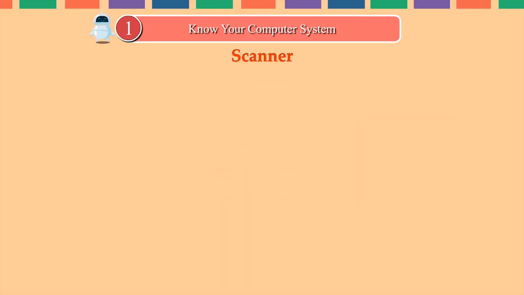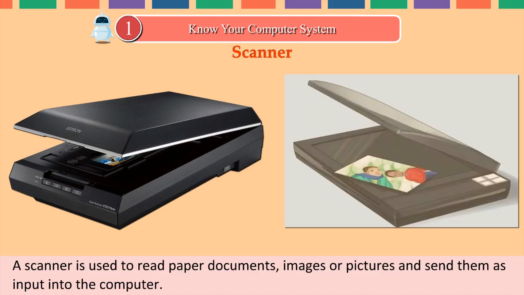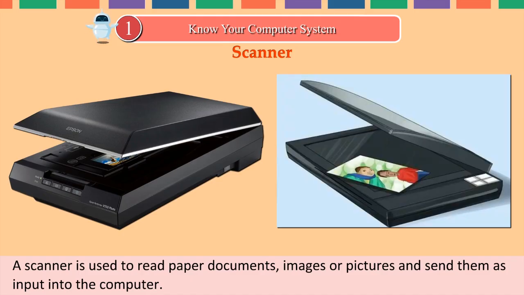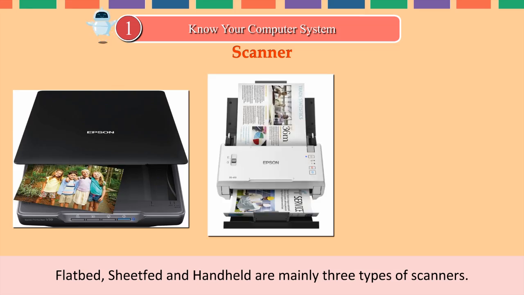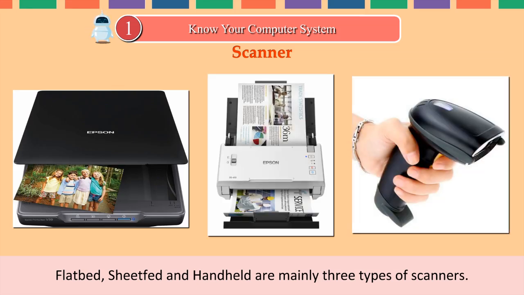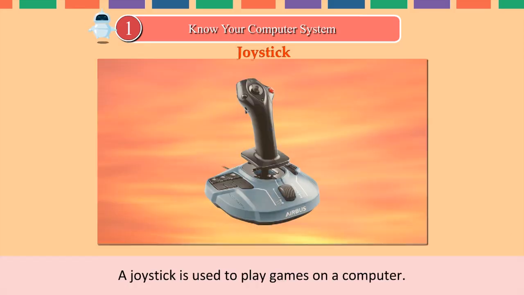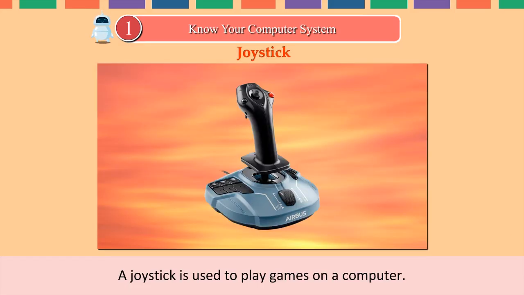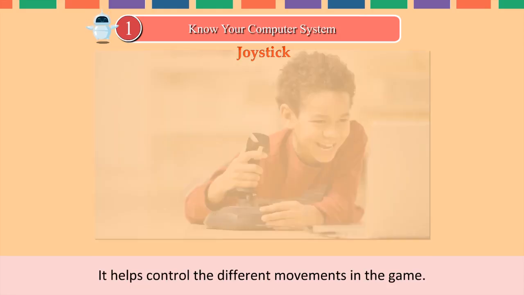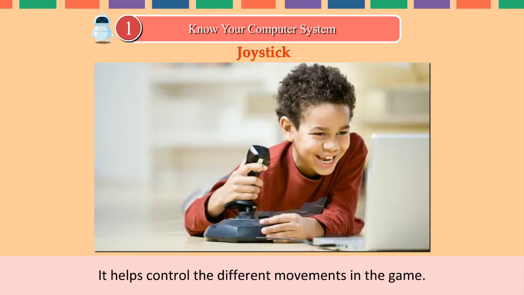Scanner. A scanner is used to read paper documents, images or pictures and send them as input into the computer. Flatbed, sheet-fed and handheld are mainly three types of scanners. Joystick. A joystick is used to play games on a computer. It helps control the different movements in the game.